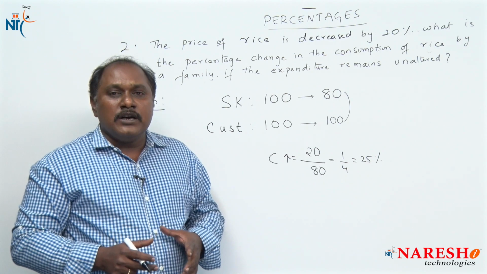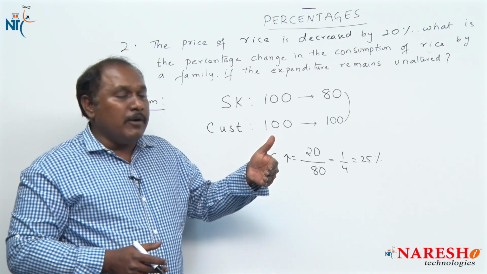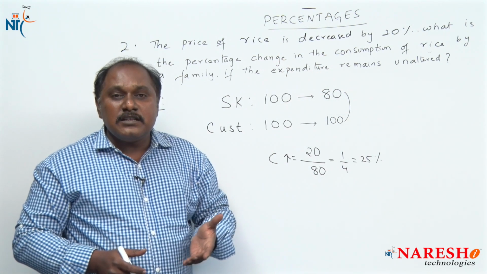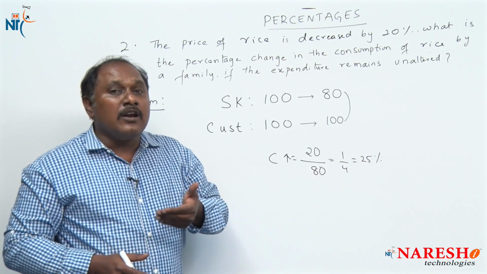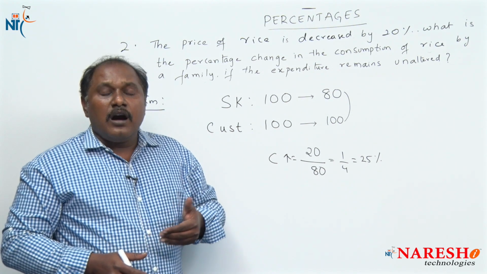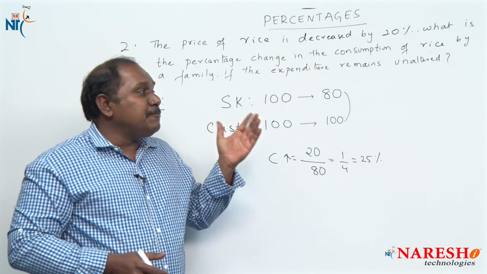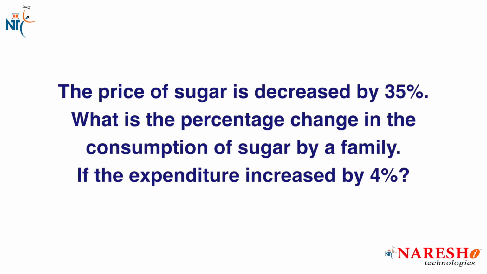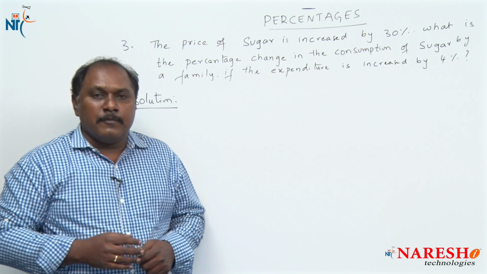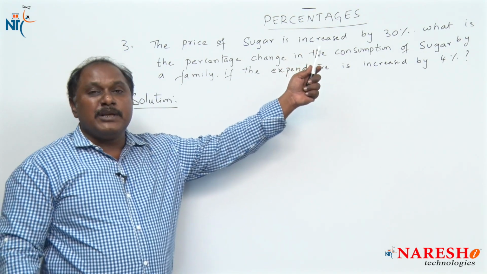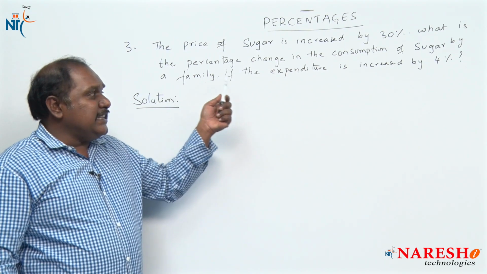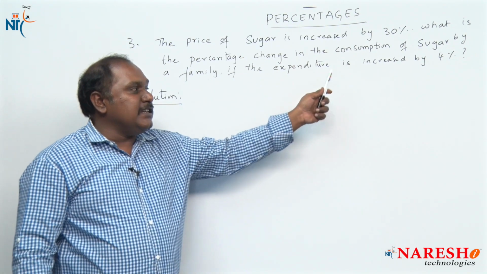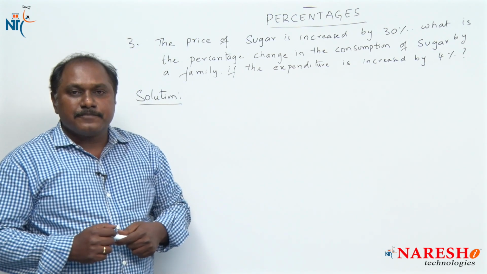Now let us look into the next level of problem. Till now, in the previous two problems, we have discussed when expenditure remains unaltered. Now let's see how to solve the same problem when expenditure changes. Now let's look into the third problem. The price of sugar is increased by 30%. What is the percentage change in the consumption of sugar by a family if the expenditure is increased by 4%?